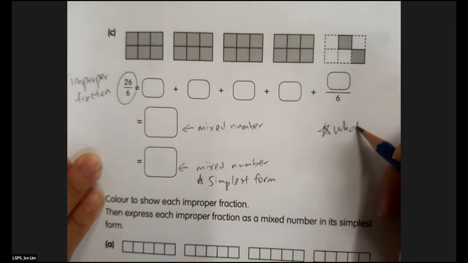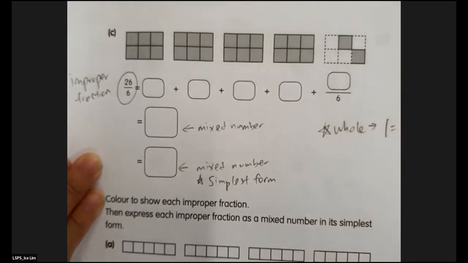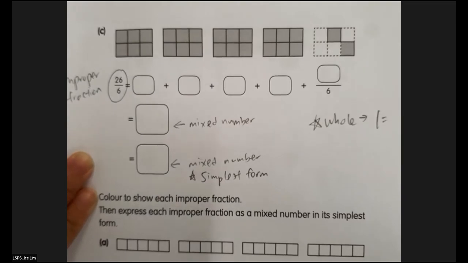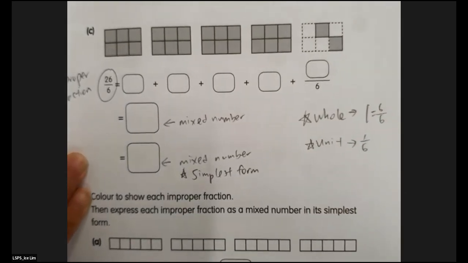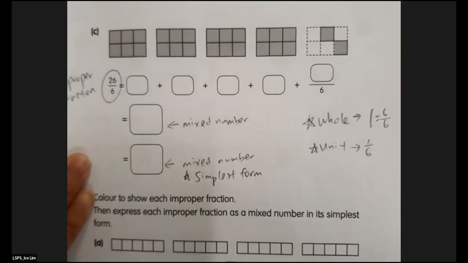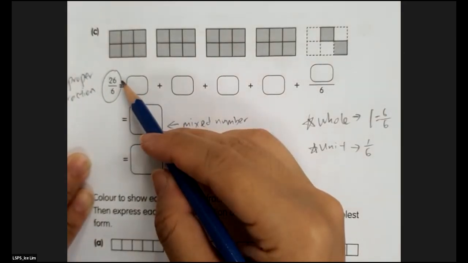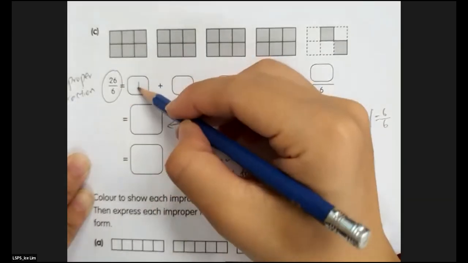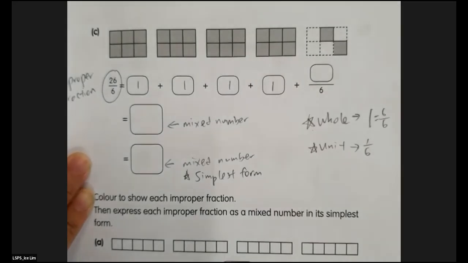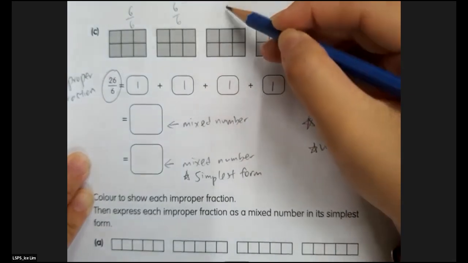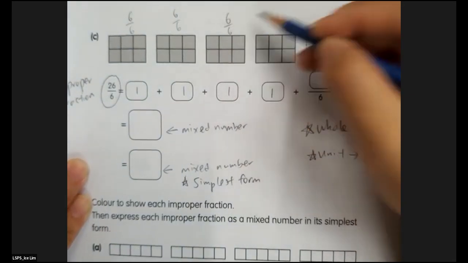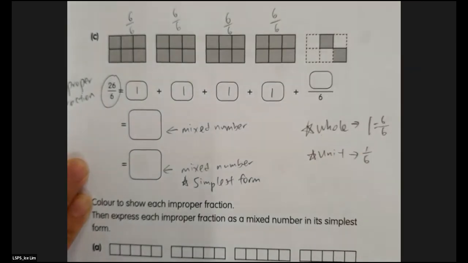Same thinking point. What is one whole? Very good, 6/6. What is one unit? 1/6. How many wholes can I get out of this 26/6? 1, 2, 3, 4. Because 6/6, 12/6, 18/6, 24/6. 24/6, and then 2 more extra 1/6.